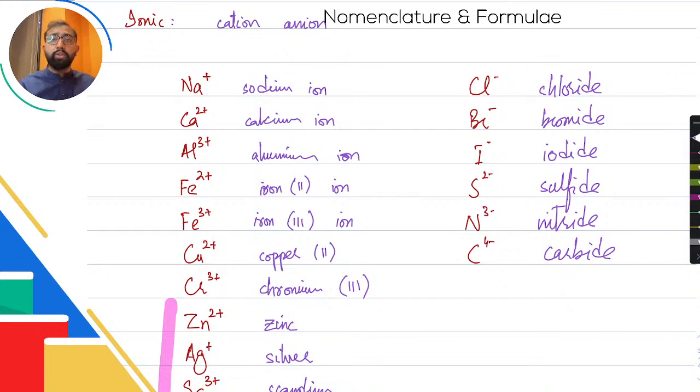Remember, all non-metals prefer the negative charge side, and metals prefer the positive charge side. We say that metals are oxidized and non-metals are reduced. Again, this is strictly for the O levels and IGCSE syllabus. All right, moving on. So we have these ones, and these are the negative charges for all of them. And you can simply name them based on this.